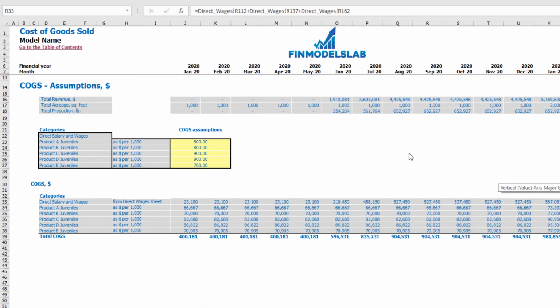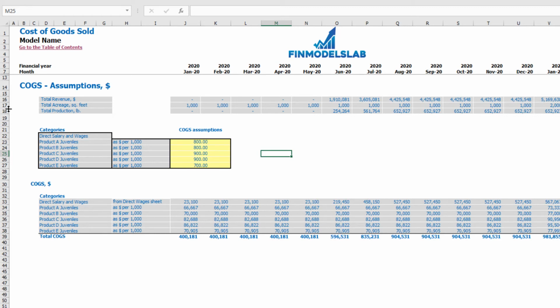On the cost of goods sold tab, you may see 6 categories which are already predefined. On the top you may see direct salaries and wages, which are driven by assumptions from the direct wages tab. You may see the calculations in here by months on this line. And you have 5 categories for cost of goods sold for juveniles as dollars per 1000.